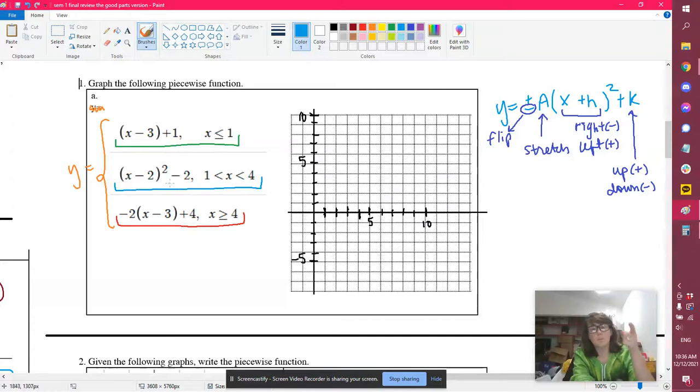So for our blue function, there's a negative on the inside. Let me do that in pink. There's a negative on the inside, which means we move to the right by 2. And there's a negative on the outside, which means we moved down by 2. So our vertex should be at 2 comma negative 2. We don't have a change in slope. We don't have a change in stretch.